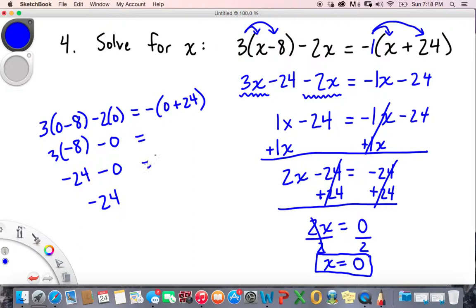Then over here I have negative (0 plus 24), so I want to take care of what's in the parentheses first. 0 plus 24 is just 24. And it's a positive 24 with a negative outside. That just makes it negative 24. And so, in fact, the equation does work out. Negative 24 equals negative 24. That means my answer was correct. So x must equal 0.